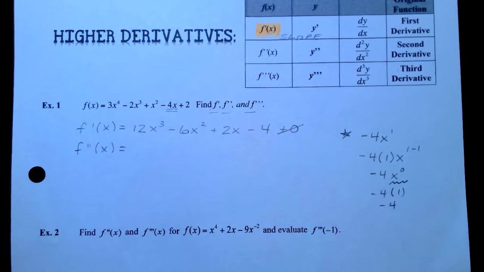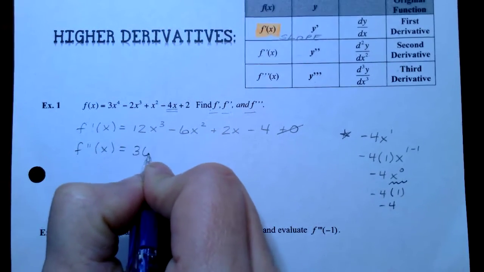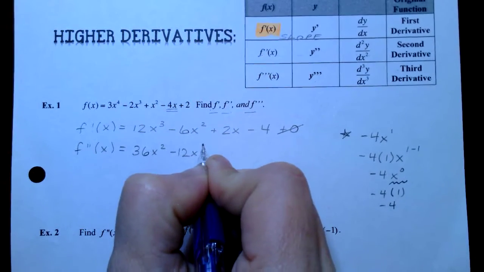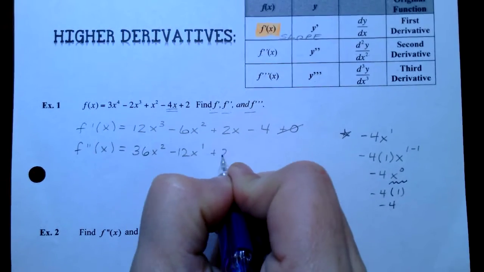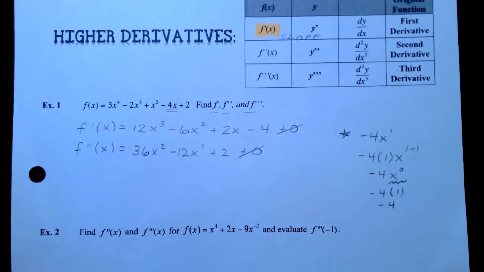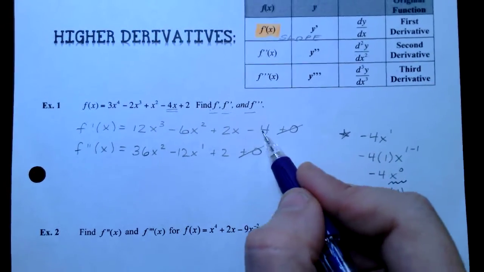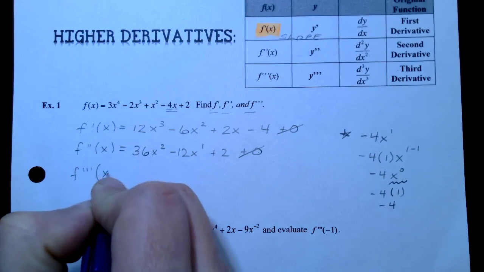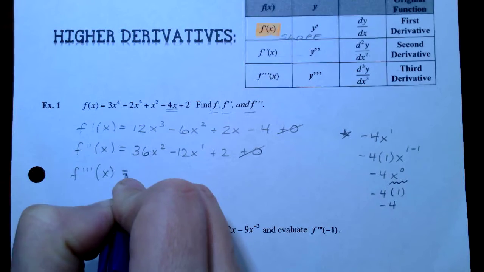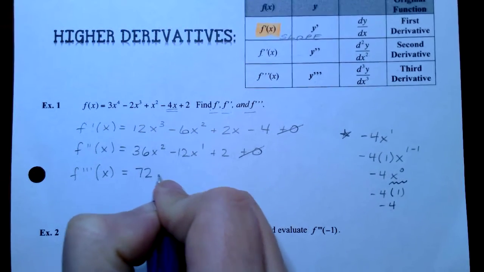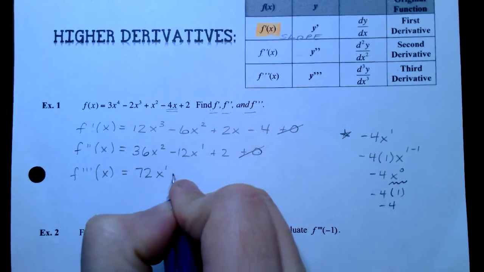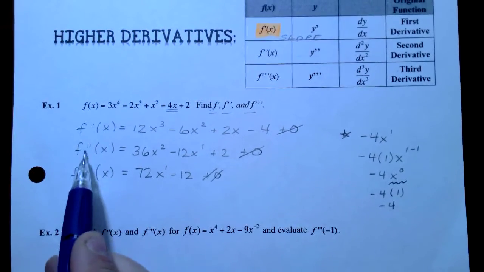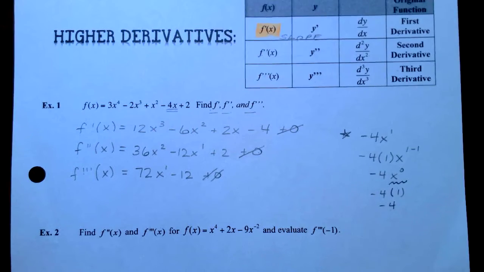F double prime of x is going to be multiply, subtract my power, multiply, subtract my power. We just went over that rule, and the derivative of a constant is 0. And now, as I find f triple prime, multiply, power rule, minus 12 plus 0. I've answered the question to find all 3 of them.